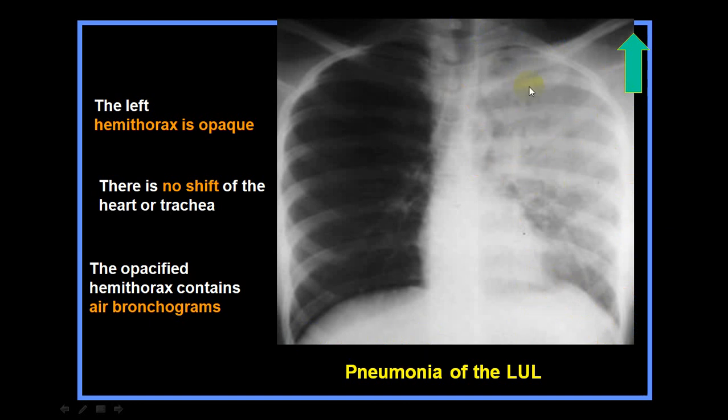So, if we see an air bronchogram clearly, this is pneumonia, or we call consolidation. So, in consolidation you will see an air bronchogram. You will see no shift of trachea. Diaphragm and costophrenic angle may be identifiable, clear. So, this will be in favor of what we call consolidation, complete left upper lobe consolidation.